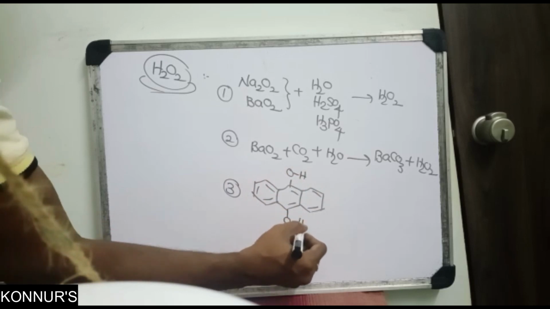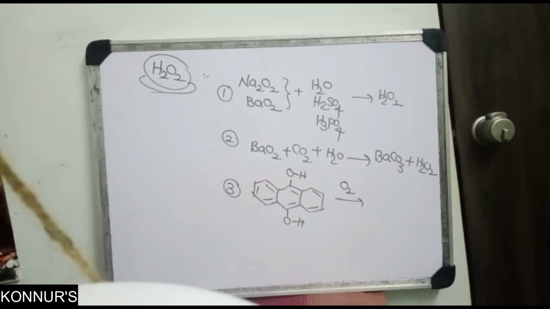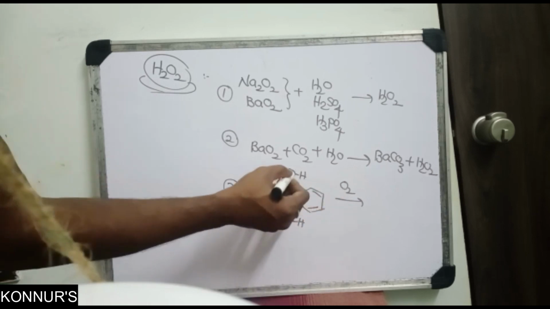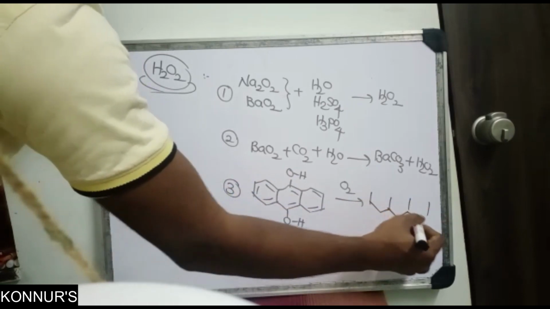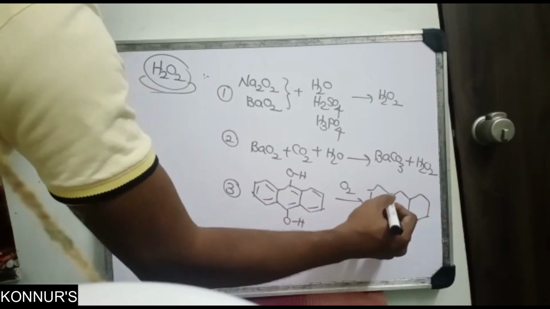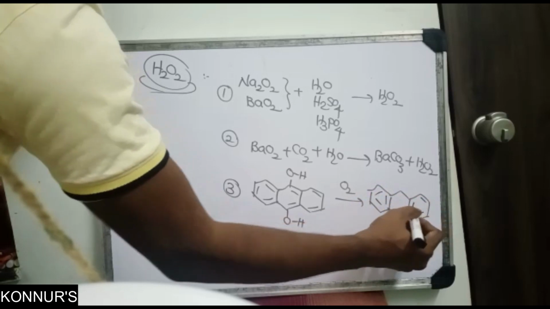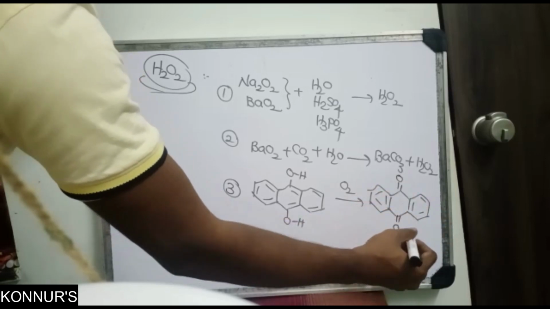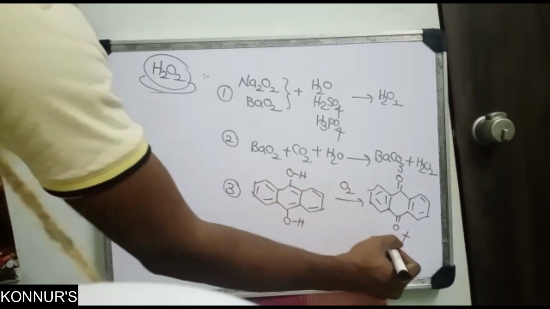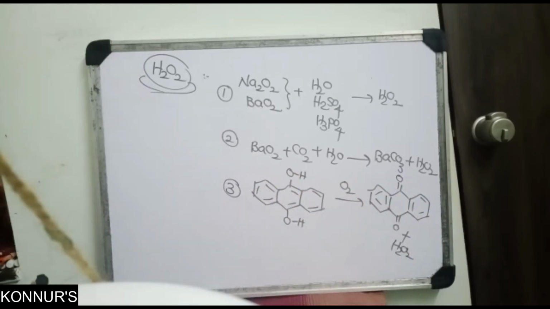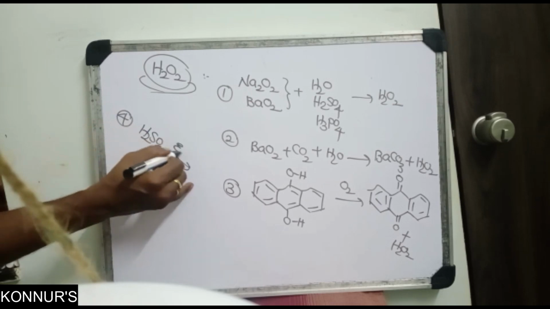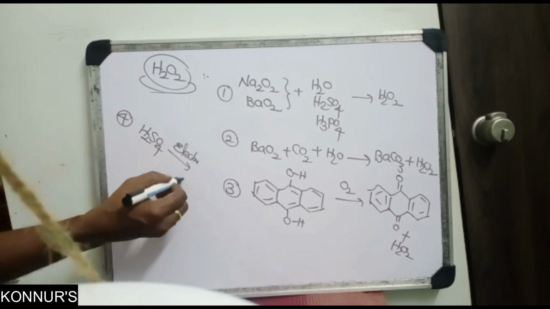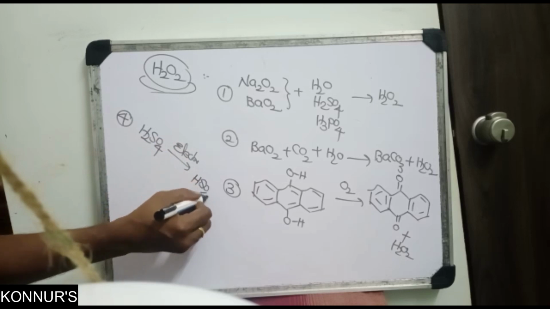OH and OH, it is heated in the presence of air. So the oxidizing agent means it becomes anthraquinone, with the double bond O, plus here 2 hydrogens eliminated. You are getting H2O2. Next famous is the H2SO4 electrolysis process. So H2SO4, we are sending electricity, electrolysis, it becomes HSO4 minus.